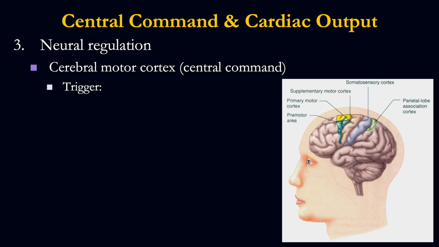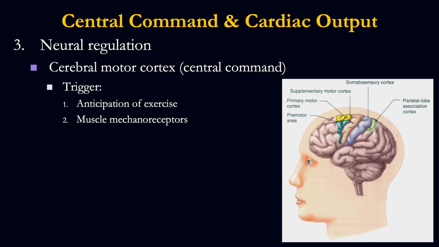As far as neural regulation is concerned, we can look at the cerebral motor cortex, also known as central command, that responds to several different triggers. We have the anticipation of exercise, so knowing while you're at the starting block, let's say if you're a sprinter, you're going to be exercising, you're going to be sprinting very, very fast. That anticipation can cause some changes, mainly an increase in heart rate.